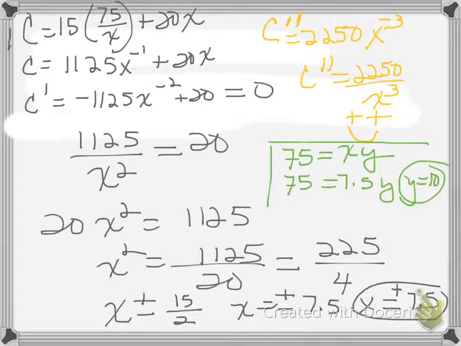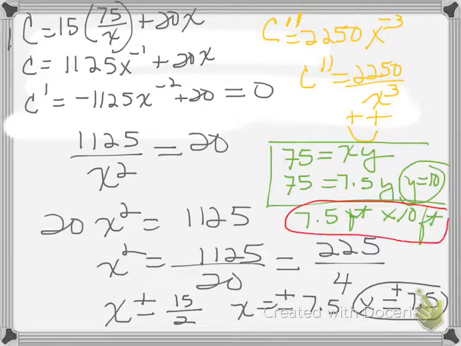So what are my dimensions? And do I have units? Yes, I do. It is in feet. So it looks like it is going to be 7.5 feet times 10 feet. So those are my dimensions. So that is my answer to this problem, because I went back up and I said, what do they need to find? And they wanted to find dimensions. So that is my answer.